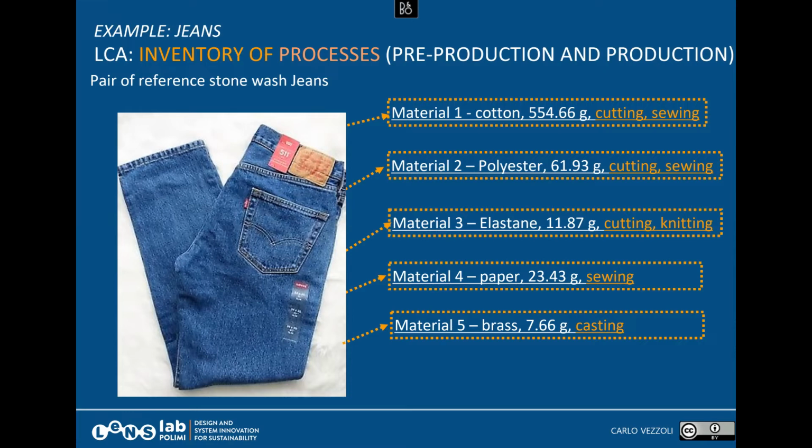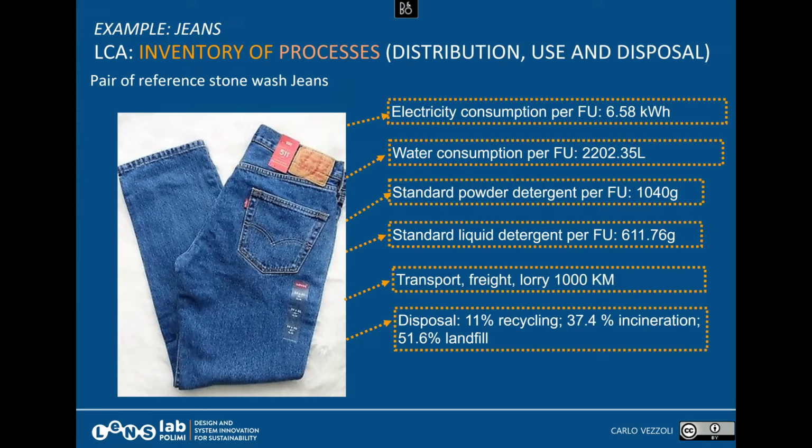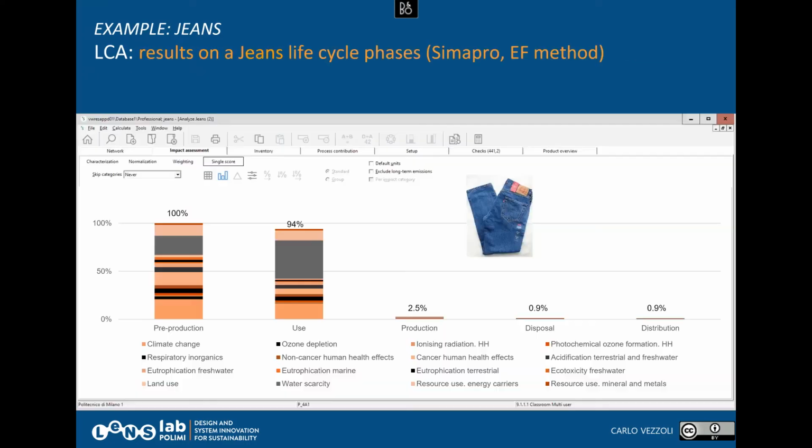You have to know all the material and the weight, all the processes, so pre-production and production of the product. You have to know all the other processes of distribution, use, and disposal. So in use, for example, we are washing, and so we have to know per functional unit, so per 1 year, how much is the consumption of kilowatt hour, how much is the consumption of detergent, and so on, so that we can insert this into the software that makes this. Then distribution, and then of course even disposal. So all the data related to this.